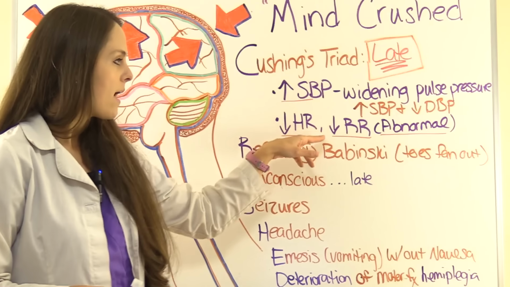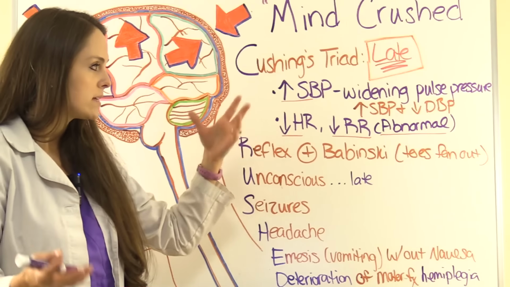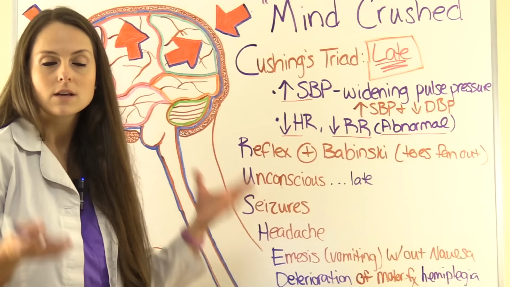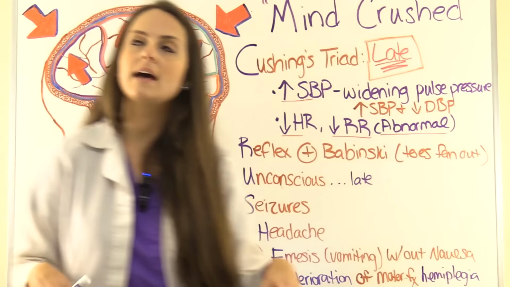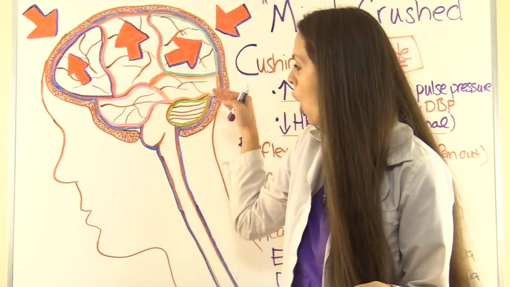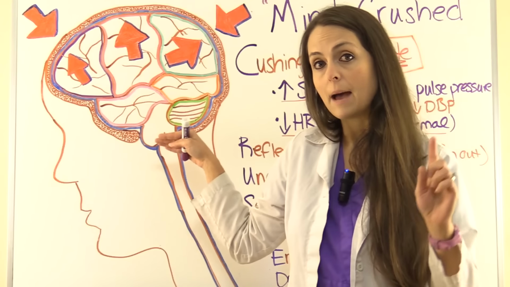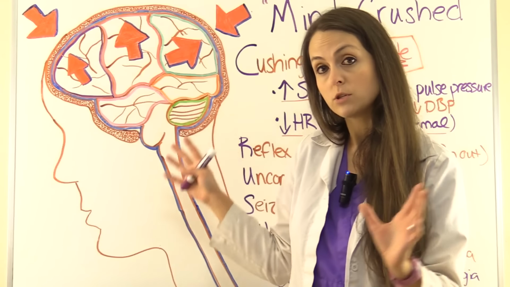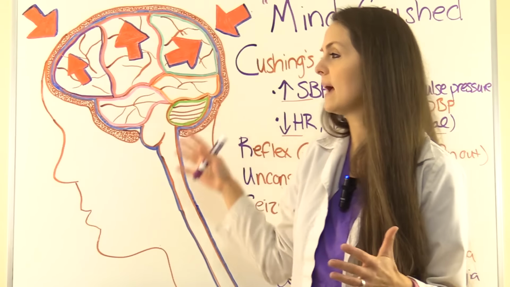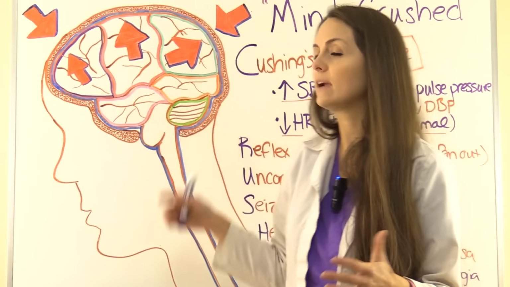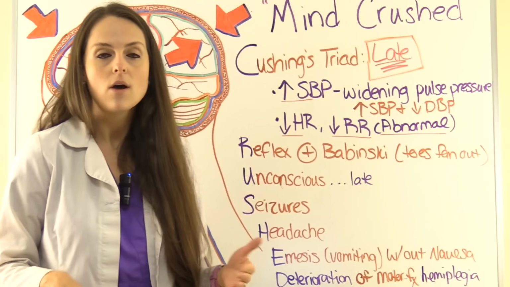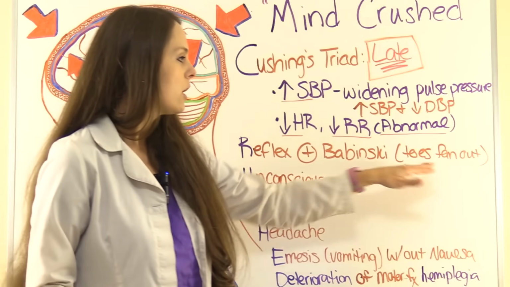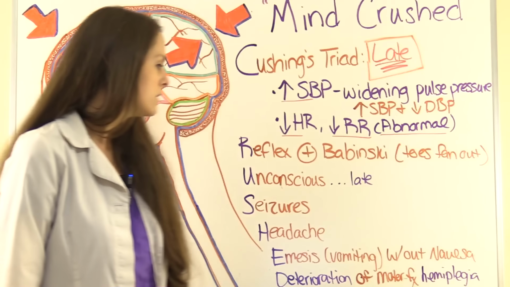Then you can also have abnormal respirations, that Cheyne-Stokes that we were talking about. And again, that's where you're having compression on that brainstem, specifically that medulla that controls our respiratory abilities. And so you're getting that irregular breathing. Okay, R for reflex will be positive for the Babinski. If you were to test that out on the ball of the foot, the toes would fan out.